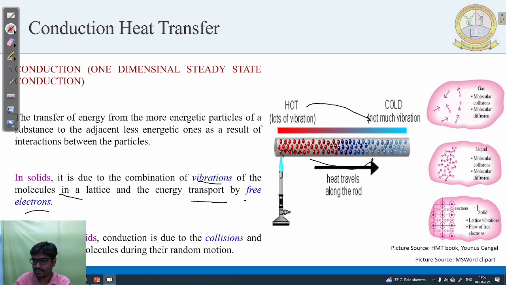Similarly, in liquids and gases, because of molecular collision, since the molecules are not closely packed, there will be space between the molecules. Even though there is space, because of the energy absorbed by a single molecule, due to its kinetic energy, it goes to the nearby molecule and collides and transfers its energy, and thereby the heat will be transferred throughout the medium. Likewise, the same kind of thing will be happening in the gas also.